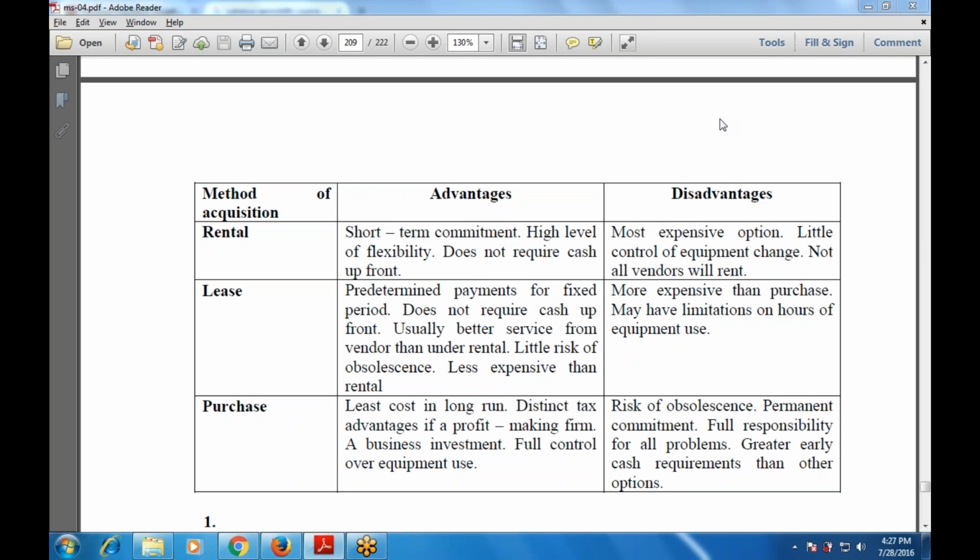The next one is purchase. It has the least cost in the long run, a distinct tax advantage if the firm is profit making, a business investment, and full control over the equipment use. What is the disadvantage of the purchase? There is a risk of obsolescence, which means there is wear and tear whenever you use it. Then there is a permanent commitment, full responsibility for all the problems, and a greater early cash requirement than the other options. So that is the purchase.